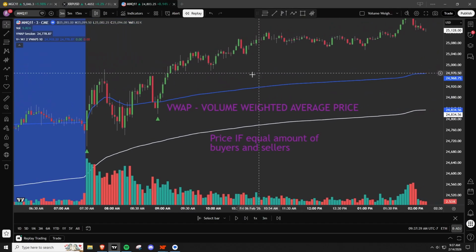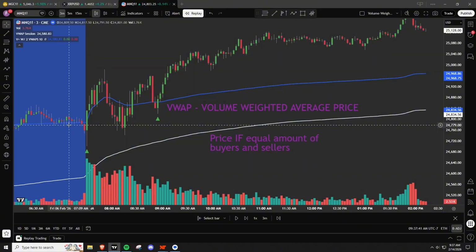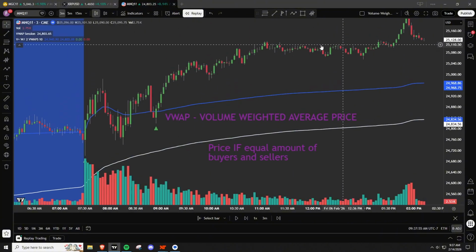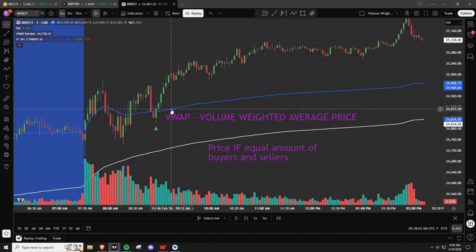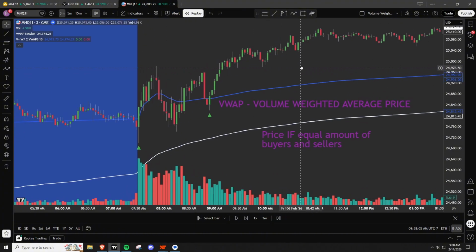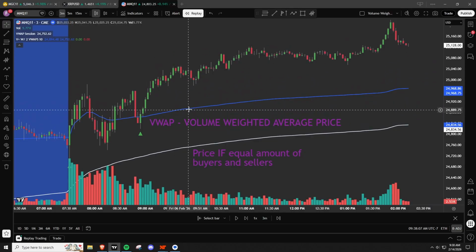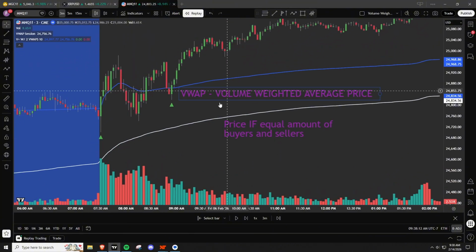I imagine the VWAP as if you took the entire market and put them all in a position, half of them in longs, half of them in shorts. The VWAP is where the average position would be, right? If you took 100 buyers and put them in the market and you took 100 sellers and put them in the market, this line is showing you where their position is. Their open position is represented by the VWAP. So in a situation like this, the buyers are happy because it's far away. Sellers are upset because it's far away.